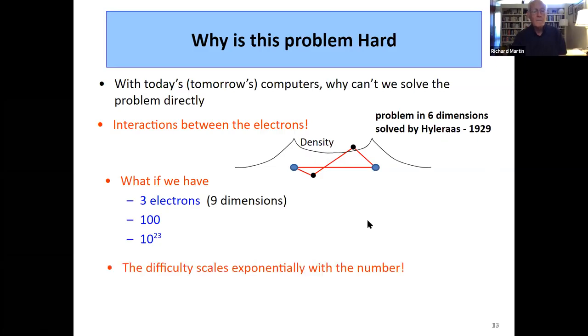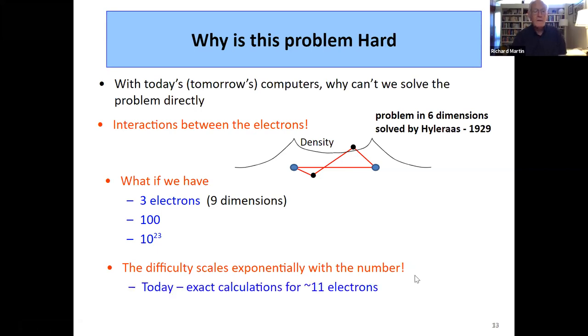What do we do? The difficulty scales exponentially with the number. Clearly, you have to adopt a different idea for the solid, but in chemistry or when you're looking at small molecules, you can really imagine just doing the calculation, but the exponential kills you. Today, one might do an exact calculation for 11 electrons, which is a huge calculation. And tomorrow, maybe in a few years, you can get up to 12. So this is a hard problem to address directly.